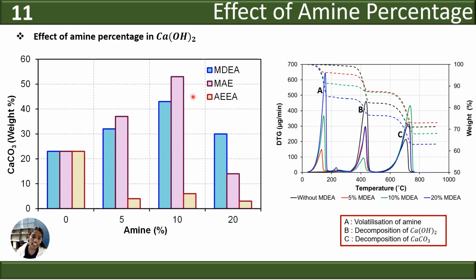Here we can see that MAE is giving the most calcite precipitation and AEA is giving the least calcite formation. As I mentioned earlier, AEA is a primary and secondary amine, so it will not form calcite.